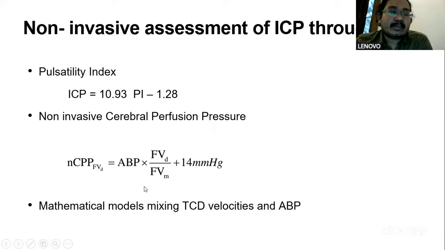And there are various mathematical models which use artificial intelligence and data analysis techniques to use both continuous TCD velocities and arterial blood pressure monitoring. These are advanced things which we often don't get, at least in our centers. So we often use the pulsatility index based and Zoskin's formula for non-invasive assessment of ICP.